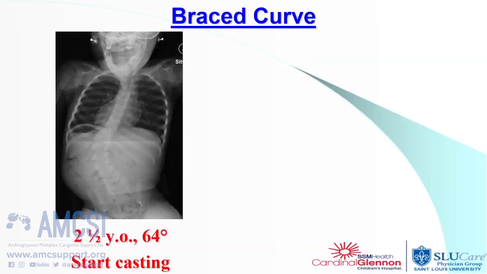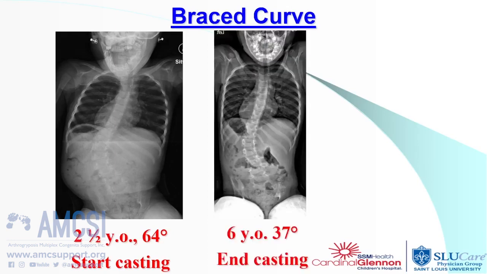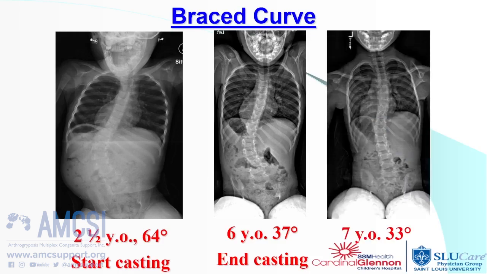Here's a 2.5-year-old. She started off with a 64-degree curve. That's a very sizable curve. But we were able to cast her for about 3.5 years, get that curve down a substantial amount, and we were able to then treat her with a brace, and she's still in brace.